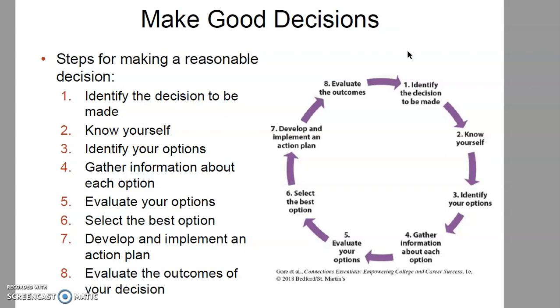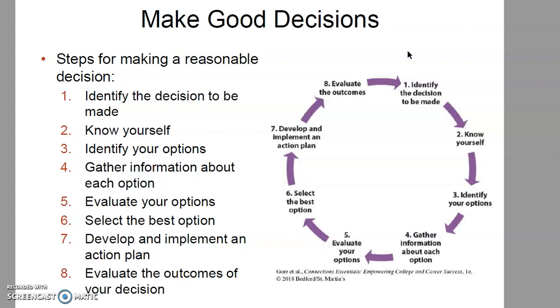You can see the steps listed in order on the left, and then you can see the picture of the model on the right. Even though the steps are listed in order, in a list from 1 to 8, the picture shows how this process actually is a circle and continues around the circle. So the first step is to identify the decision to be made, to actually sit down and write down the decision you need to make.